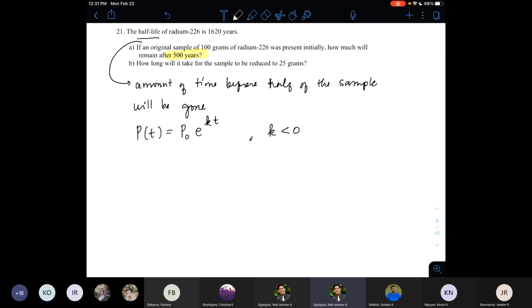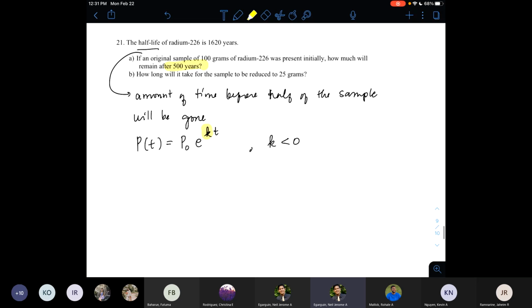Okay. Now, how do we find k and P sub 0 here? Well, actually, we can leave P sub 0 as P sub 0 and find its value later. But the more crucial thing here is finding k, right? We need to find k, and for that, we need some info from the problem. Well, it's a one-sentence problem, so basically it tells us that the half-life is 1620 years.